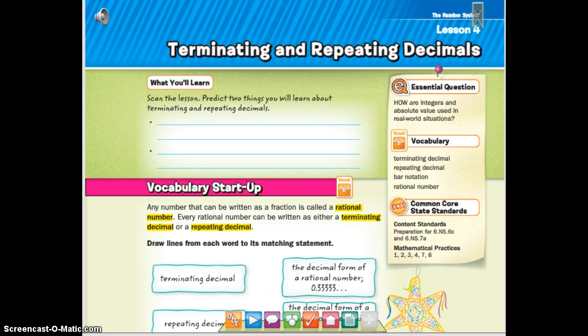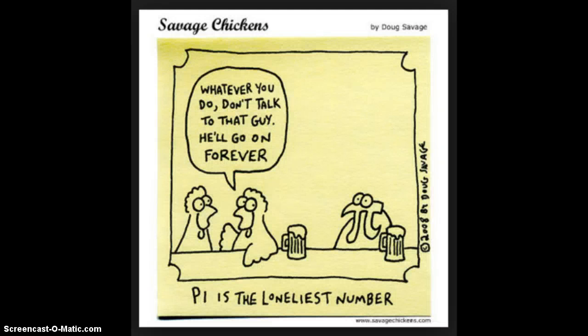Before starting this lesson, I'm going to show you a cute cartoon. You may not understand this now, but you will soon. Whatever you do, don't talk to that guy. He'll go on forever. Pi is the loneliest number.